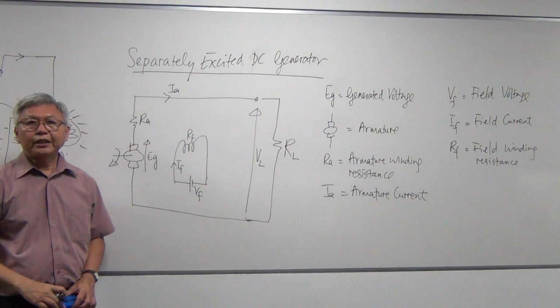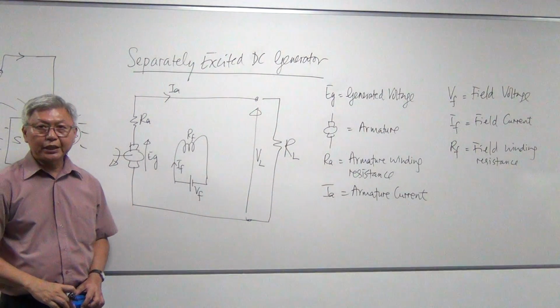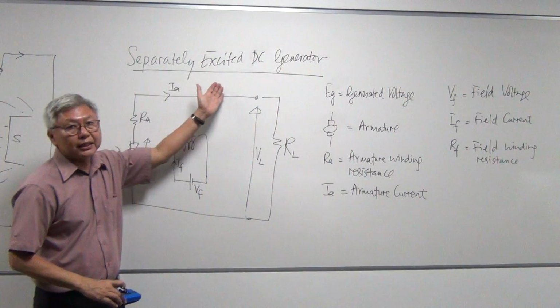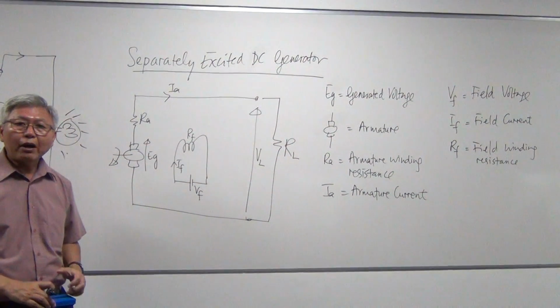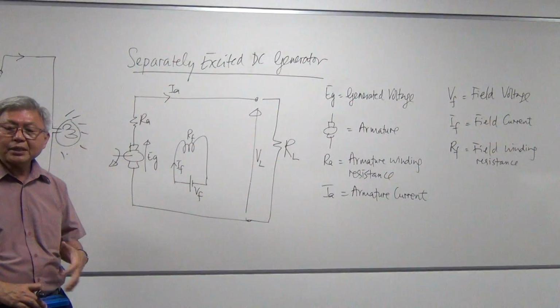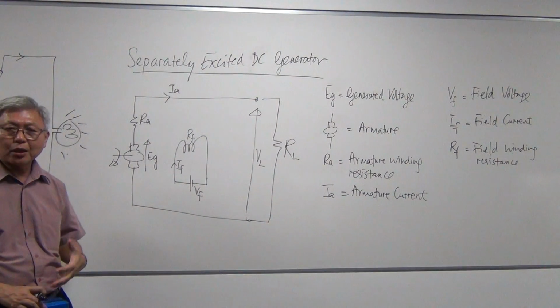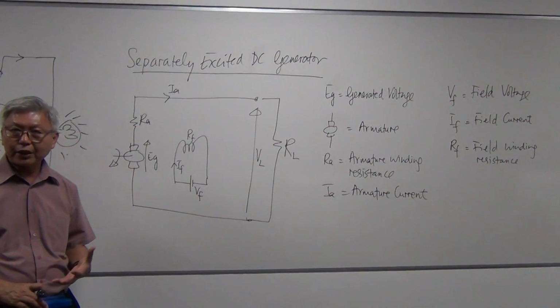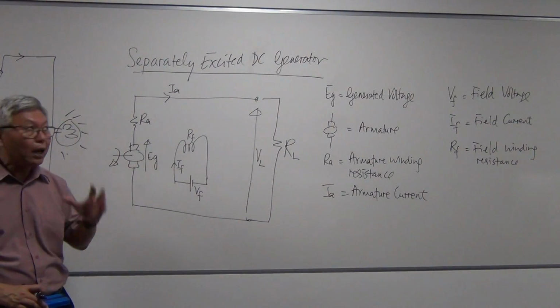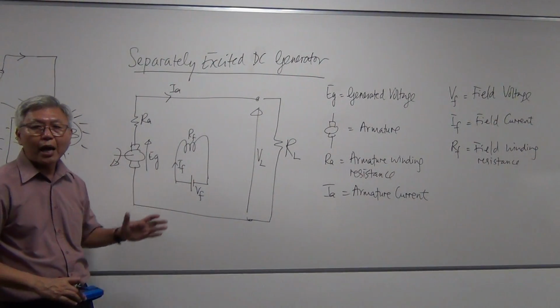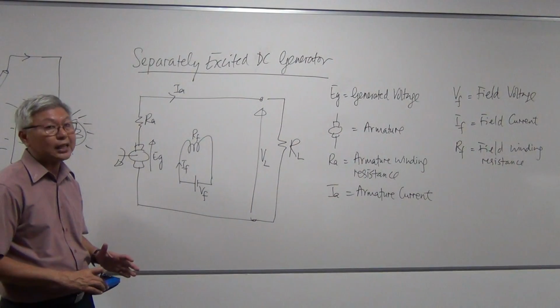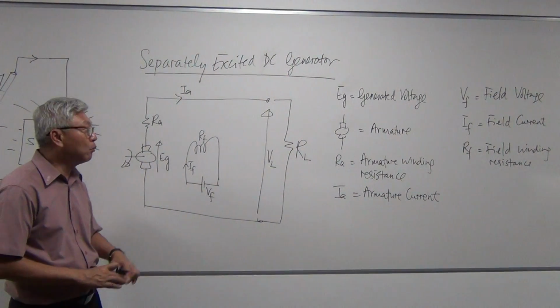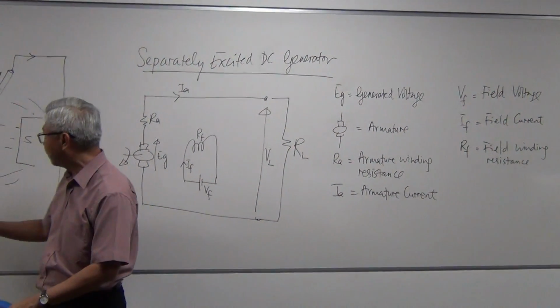Alright, good day. Now let us start with our subtopic here called separately excited DC generator. Now at home, remember just now in my introduction I mentioned elevators, electric drill, electric car. These are all motors. But now we are going to talk about the first application of a DC machine, which is a generator. Before I move on to generator, let's go back to our revision.